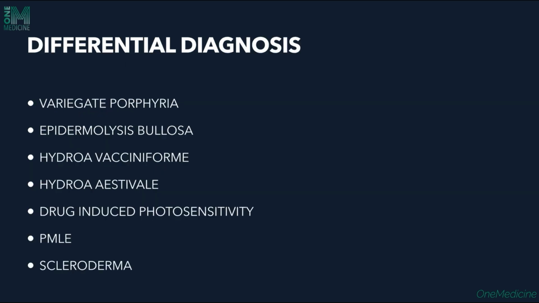Okay. Differential diagnosis of PCT would be variegate porphyria, epidermolysis bullosa because of the bullous lesions, hydroa vacciniforme, hydroa aestivale, where unexposed sites are involved. Certain drugs can cause photosensitivity. PMLE, and scleroderma, because pseudoscleroderma-like changes are seen even in PCT.